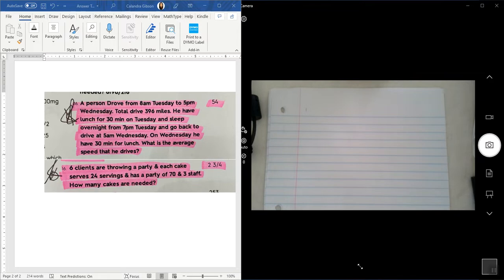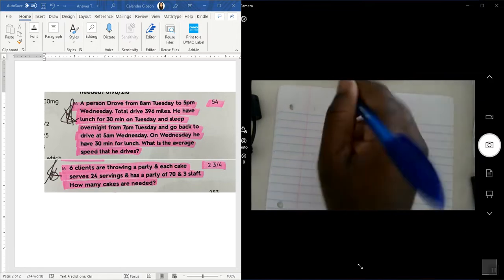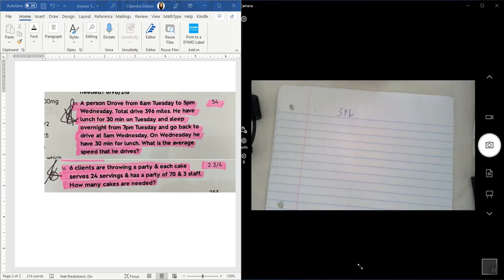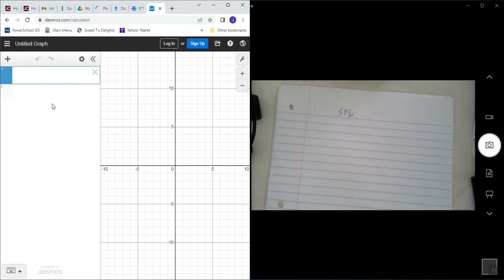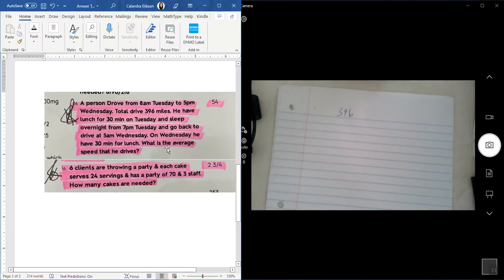So first of all, let's take a look at the information that was given to us. We had 396 miles. I do not believe that it's 54 miles, because I'm assuming that's miles per hour, since they asked for the average speed. What I'm going to do is take Desmos and divide the 396 miles by 54. So what it's saying is that this person only drove 7 and a third hours. Now let's take a look at how many hours this person actually drove.